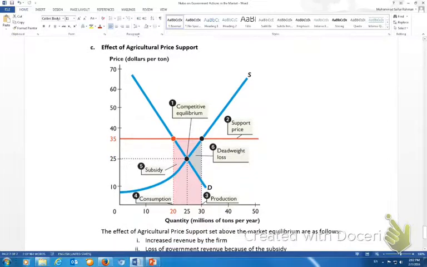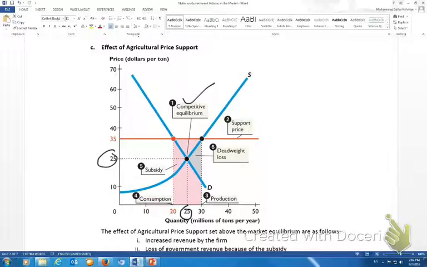Let us now look at the effect of agricultural price support in a graphical context. We are going to start with the same argument. The original equilibrium is where the demand and supply intersect each other. So we are looking at a competitive equilibrium where the competitive equilibrium price is 25 and the competitive equilibrium quantity is 25. So that's where everything stands.